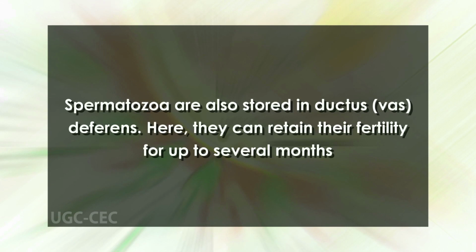There, they complete their maturation in 10 to 14 days and become capable of fertilizing an ovum. Spermatozoa are also stored in the vas deferens. Here, they can retain their fertility for up to several months.